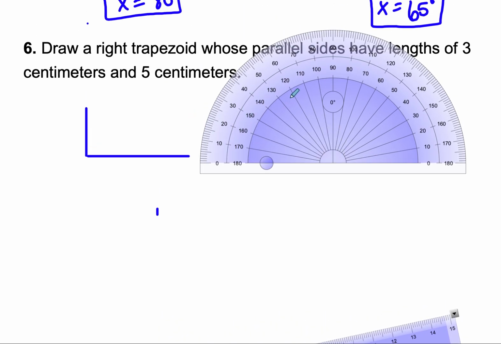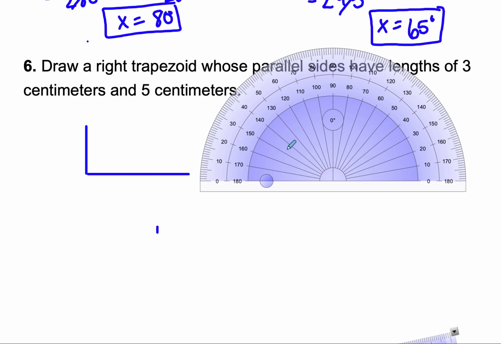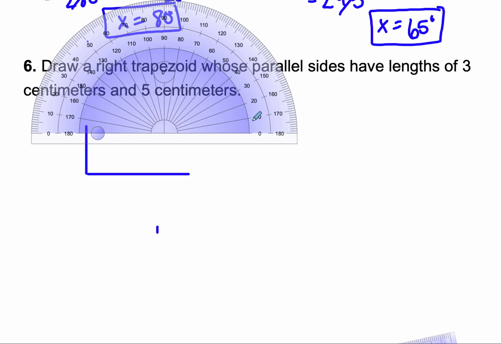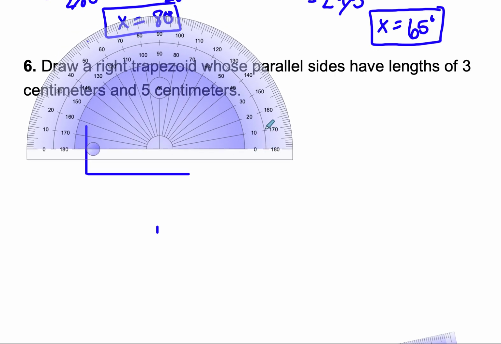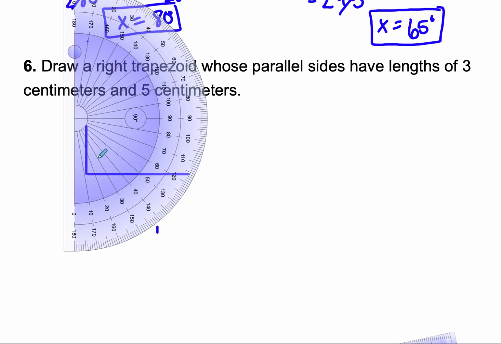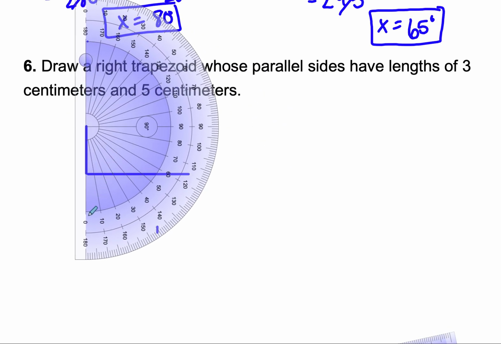Okay, so now I need to put in my next line. In order for them to stay parallel, that's going to need to be another right angle as well on the side. So I'm just going to use my protractor and make sure I've got a right angle on the top and on the bottom. Okay, so 90 degrees would be, is this lined up? Yeah, I think so. 90 degrees would be here.